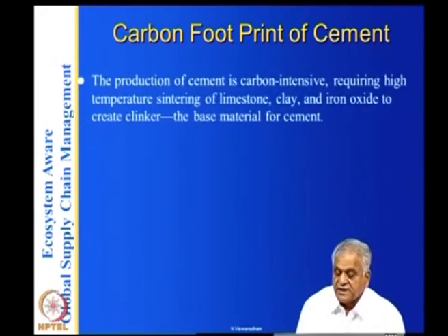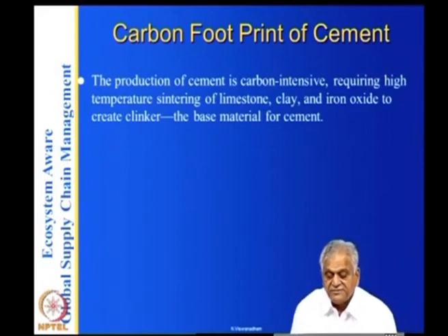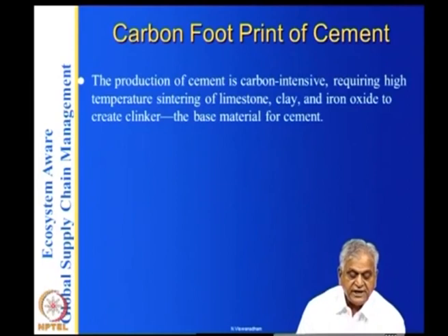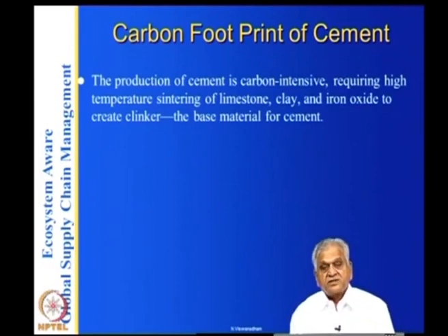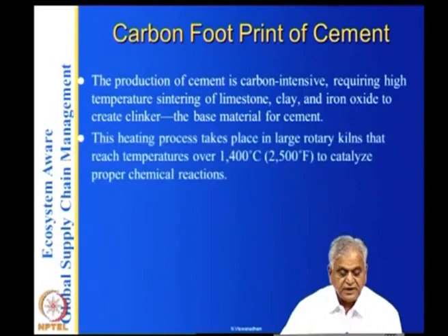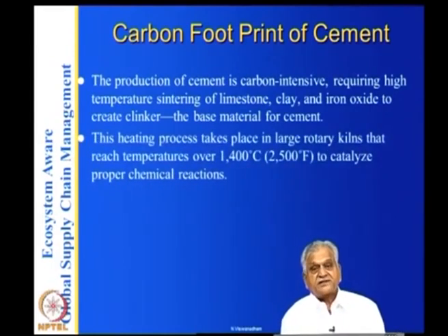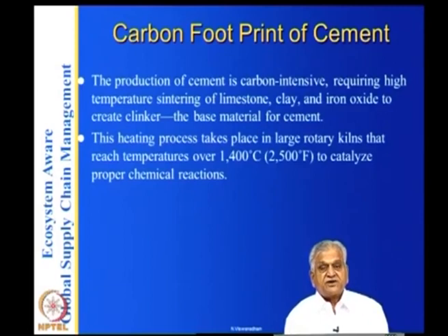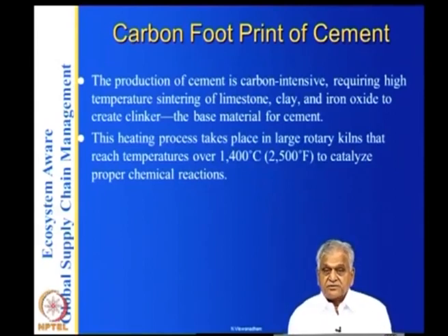The production of cement is carbon intensive, requiring high temperature sintering of limestone, clay and iron oxide to create clinker, the basic material for cement. So it takes limestone, clay and iron oxide to create clinker, and from clinker you get the cement. It is a high temperature sintering process, and the heating takes place in large rotary kilns that reach temperatures of 1400 degrees centigrade to catalyze proper chemical reactions. So you can see the complexity here. You have to generate these temperatures, so you need fuel to get up to these temperatures.